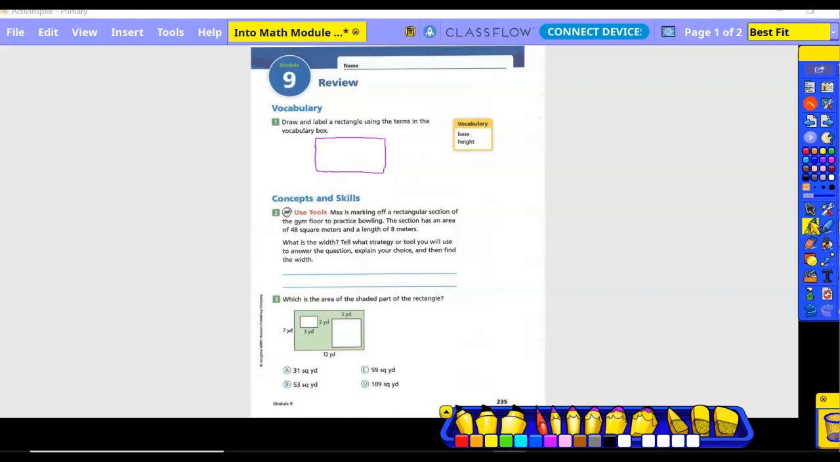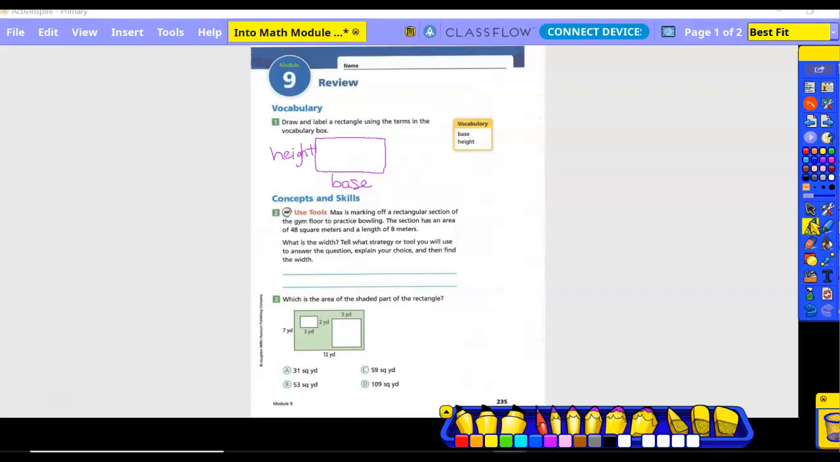The base, is that the long part or the short part? The long part. So this would be our base. And the height goes on the short part. So base runs left to right, horizontal. And the height runs vertical, top to bottom.